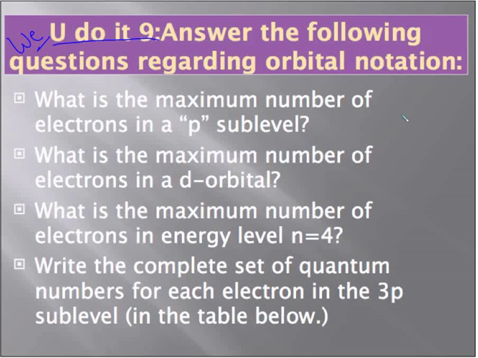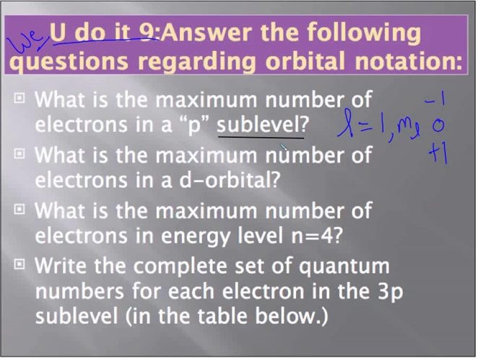And it says answer the following questions. Now you want to be really careful about the wording of these. You notice that this says P sublevel. All right. Now if it's talking about the P sublevel, I know I'm talking about L. And if it's the P sublevel, L is equal to 1, which means then that M sub L has 3 possible values, -1, 0, +1.